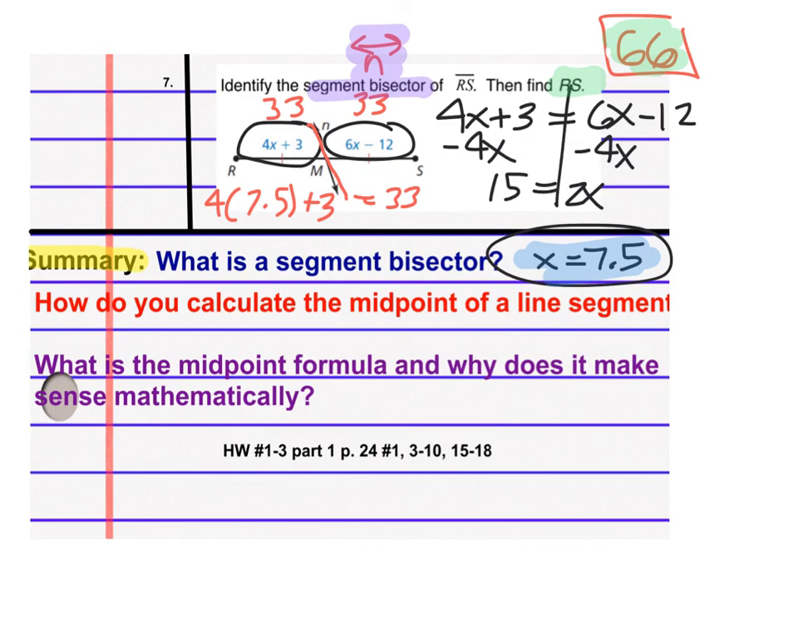I didn't talk about this a ton in the beginning of the video, so I'll talk about it now. If you look at your formula, x1 plus x2 divided by 2, it's an average. So you're finding the average of two numbers. That's why it makes sense to find the middle of two numbers to find the average. Like if I want the average of 0 and 10, it's 5. If I want halfway between 0 and 10, it's also 5.